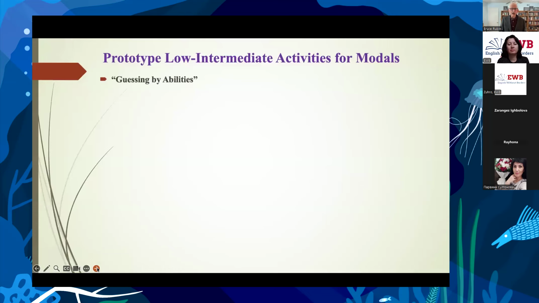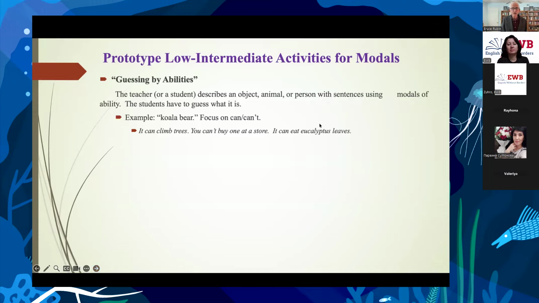So here's one called guessing by abilities. Now, this could be what Sanam calls a word and picture show. This is a kind of guessing game. So the teacher, or you could choose a student and let a student be the leader, describes an object or an animal or a person with sentences using modals of ability. And the students have to guess what this object, animal, or person is.